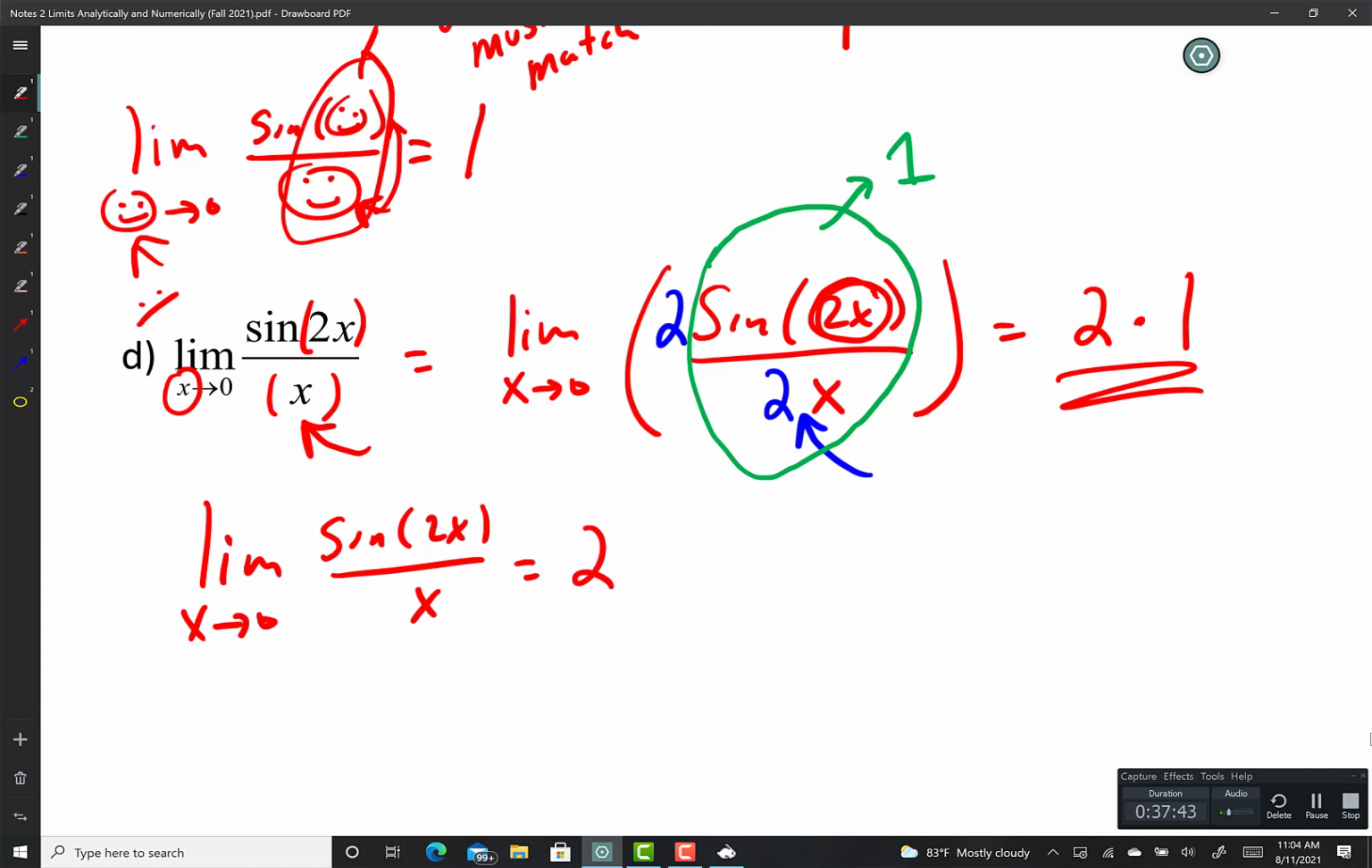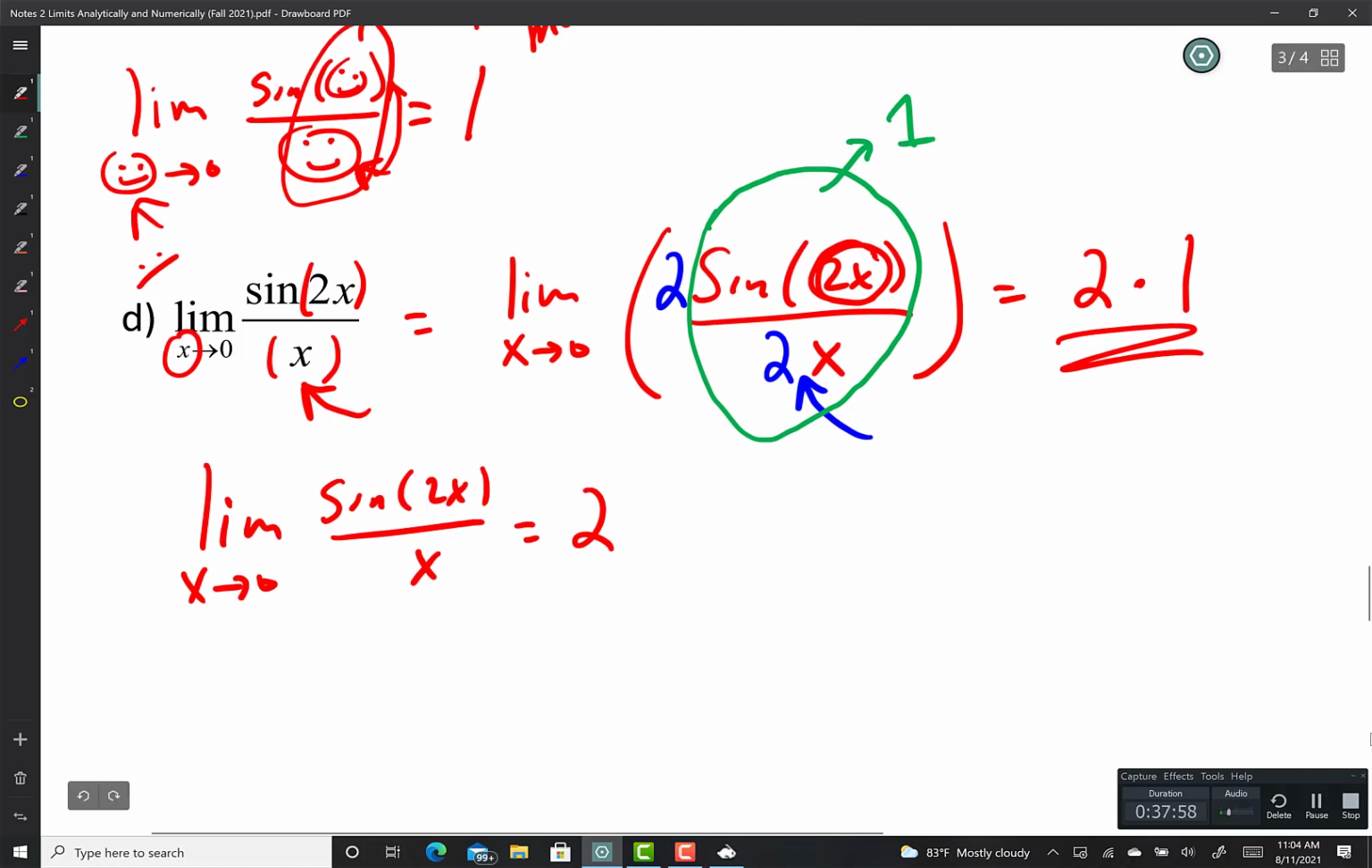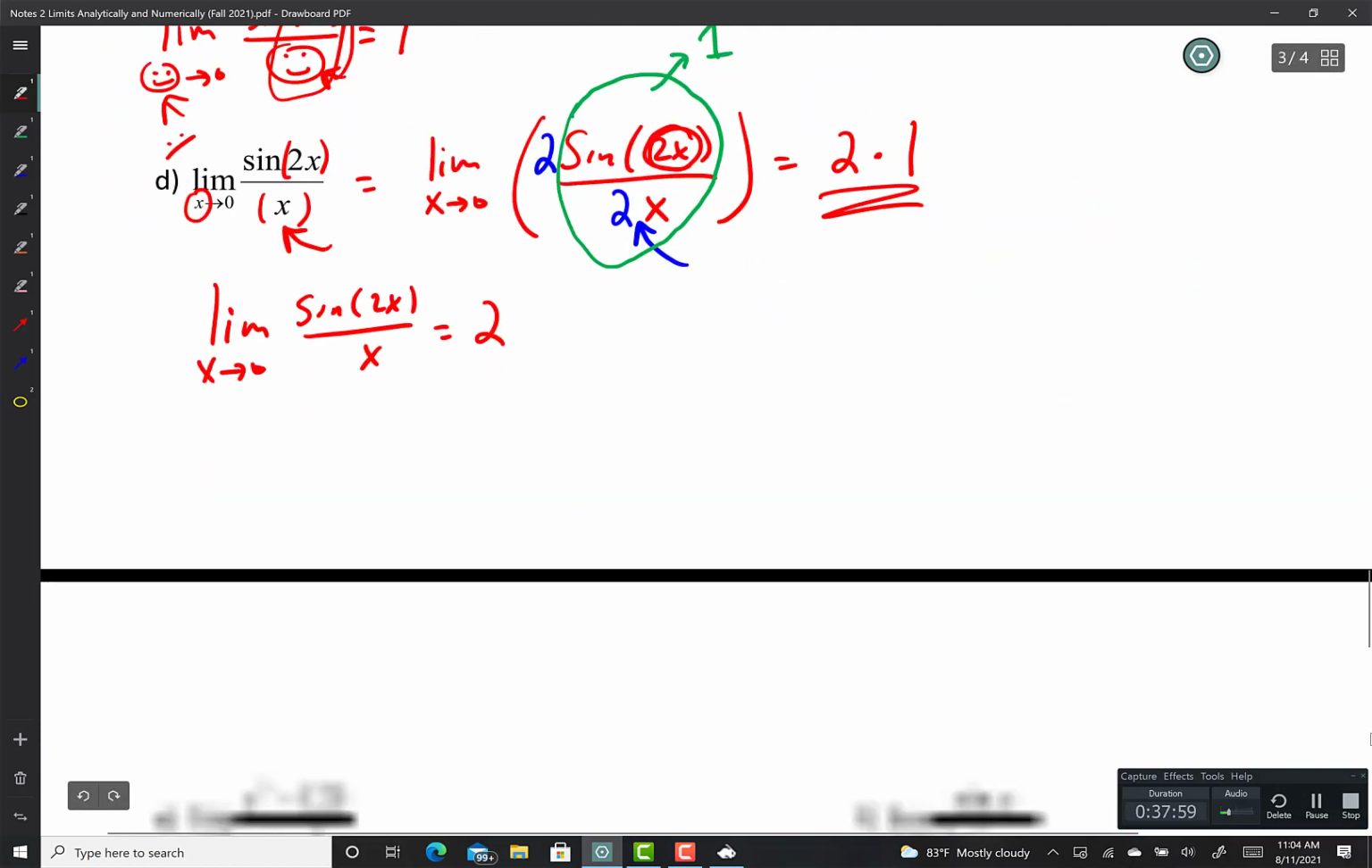Okay. But what if it was like sine 5x? Then you better have a 5x on the bottom. Okay. You know what I mean? And then if it was like sine 5x over 5x? That's 1. Only if x approaches what? 0. Only 0. All right. I think we're good.